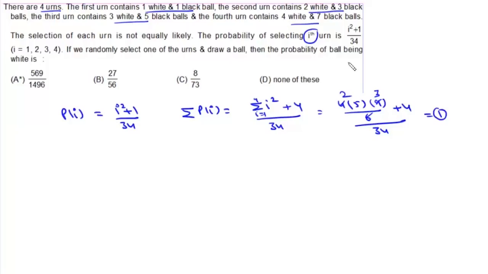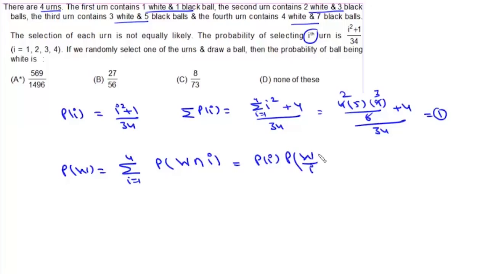Now once we have chosen any urn, we need to find the probability of the ball being white. Now the probability of the ball being white is the summation of the probability of the ball being white and having been chosen from the ith urn, where i varies from 1 to 4. Now we can write this as Pi into P(W upon i), where i varies from 1 to 4. Now when the value of i is 1, this probability is 2 by 34, and from the first urn, the probability of getting a white ball is 1 by 2.